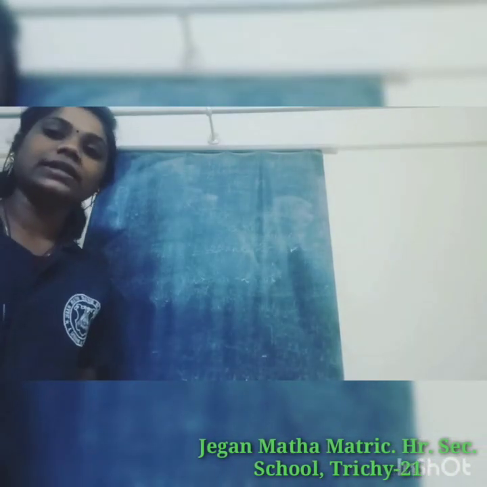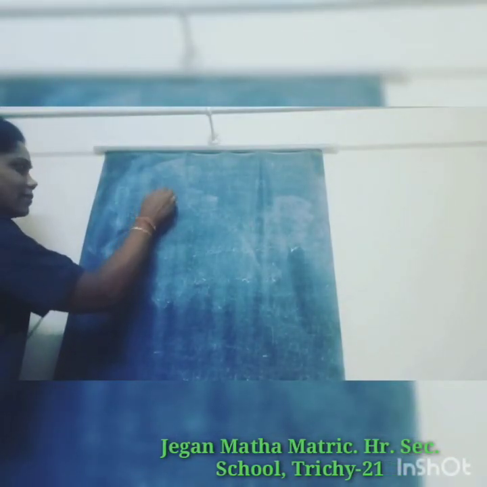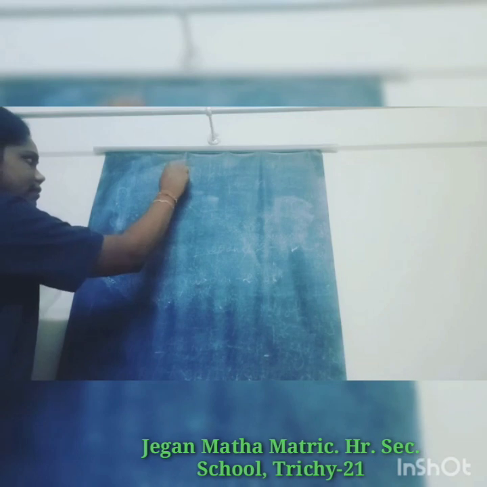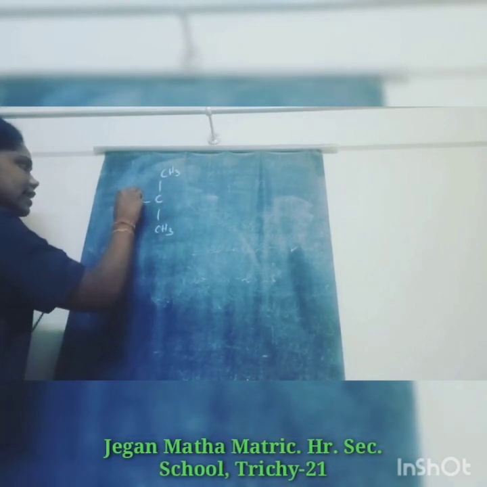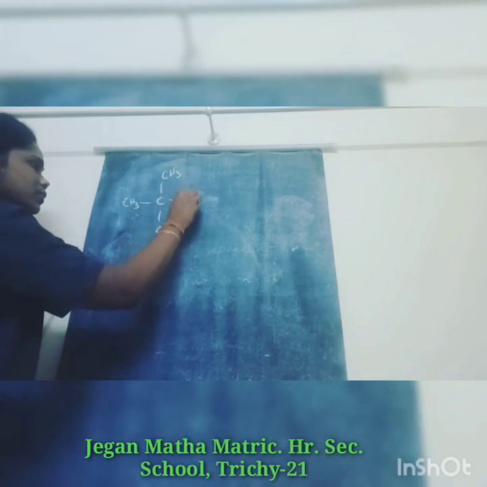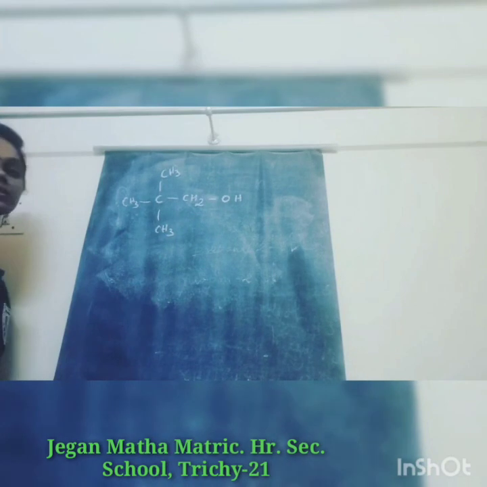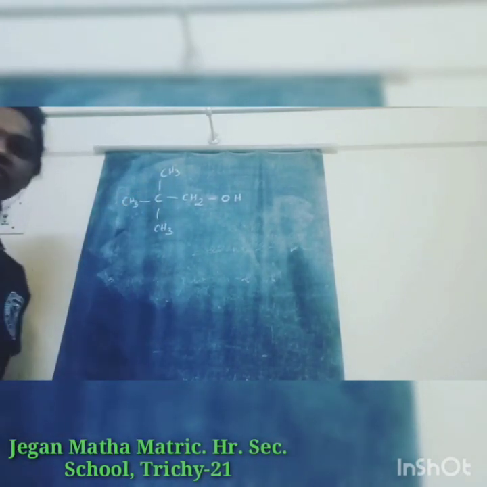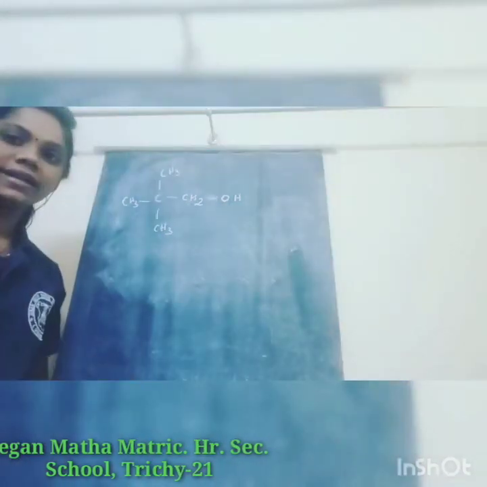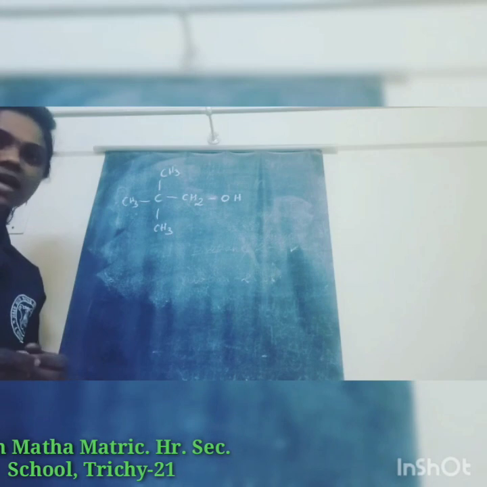Next example is neopentyl alcohol. The neopentyl alcohol formula is CH3, here also CH3, here CH3, here CH2, here OH. This is neopentyl alcohol because 5 carbons are present, so 5 carbon means pent. So neopentyl alcohol is the common name. Now we write the IUPAC name.